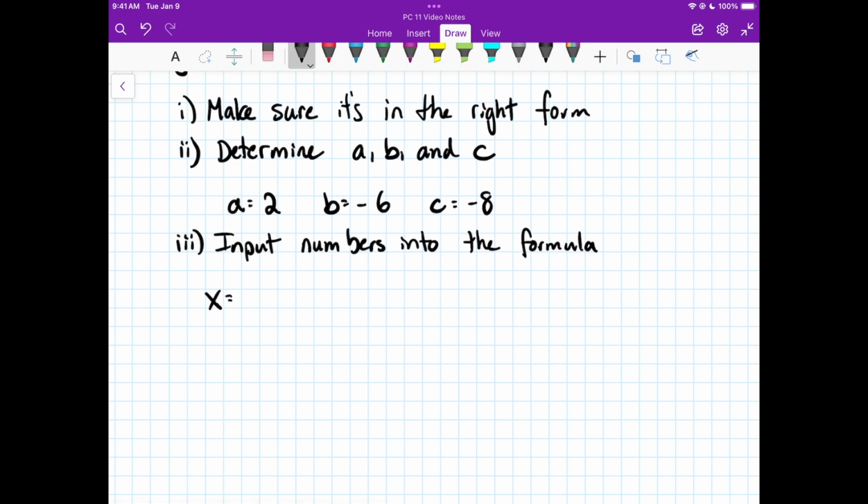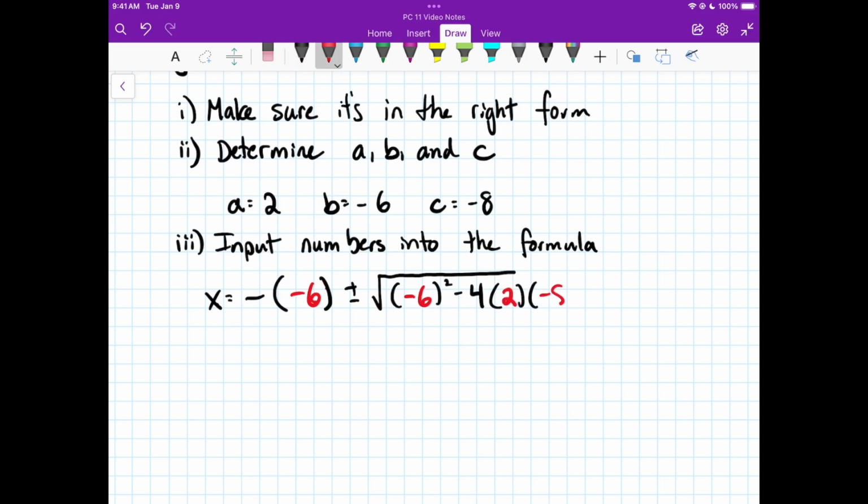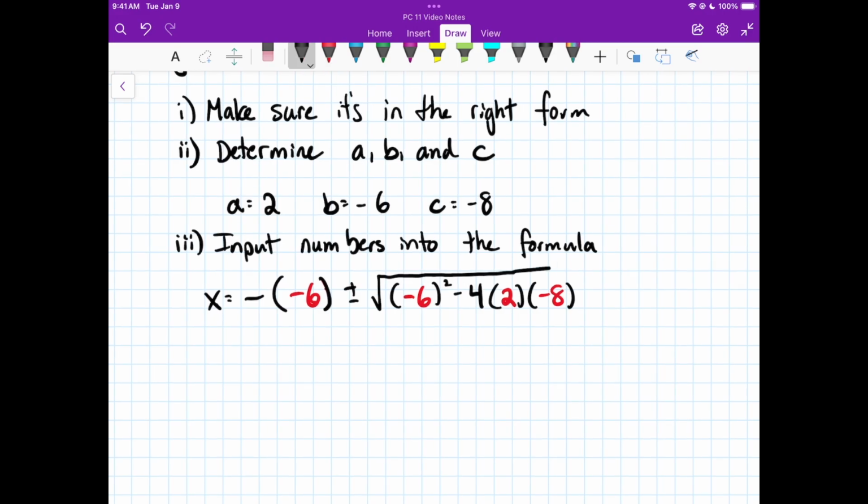So we've got x equals negative b, so that's negative 6, plus or minus the square root of b, which again is negative 6, squared, minus 4 times a, which is 2, and times c, which is negative 8. And then all of that over 2a, so that's 2 times 2. All right, so we've plugged everything in.